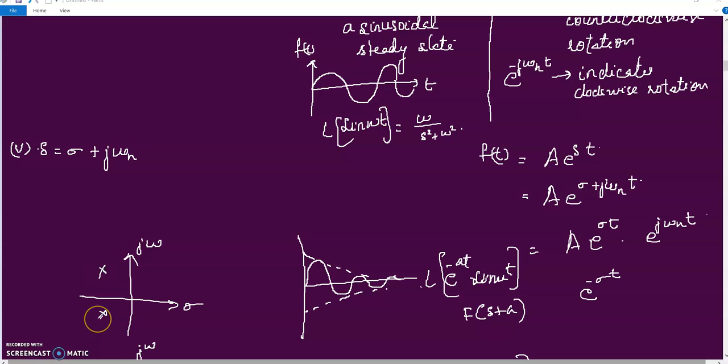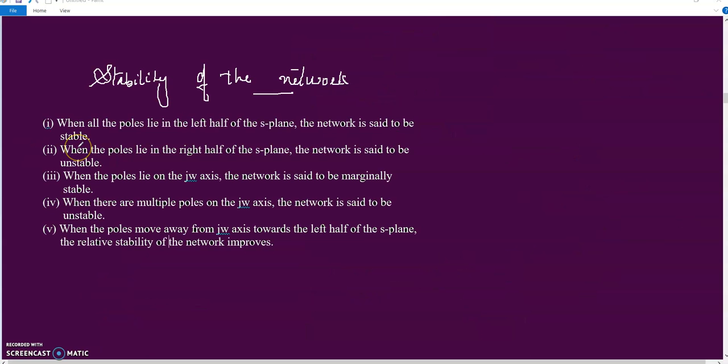Here is another case when the poles are on the left half of the S-plane. It is also decreasing, that is, it is coming to a stable state. This property: when the poles lie in the right half of the S-plane, the network is said to be unstable.